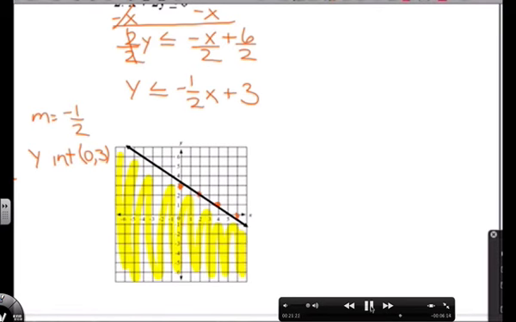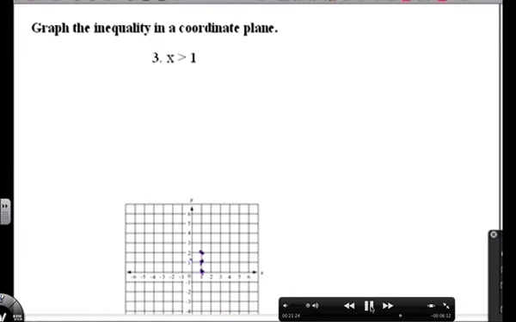Now, you might run into inequalities that look like this. When we graphed these before, the easiest thing to do was to draw an XY table. I would suggest you do that again. Draw an XY chart.